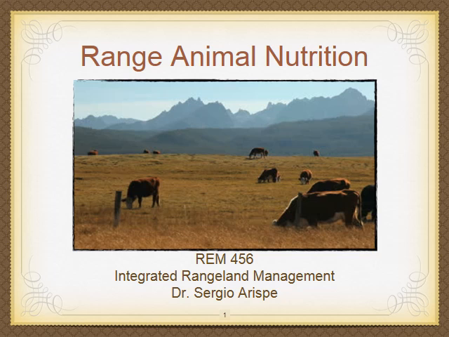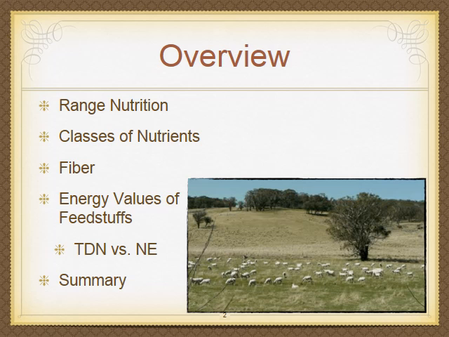This particular lecture is going to discuss range animal nutrition, and in the past we've discussed plant morphology. Now we're going to focus on the inherent chemical properties of plants in the topic of range nutrition. This has implications on using animals as a tool to manage rangelands.